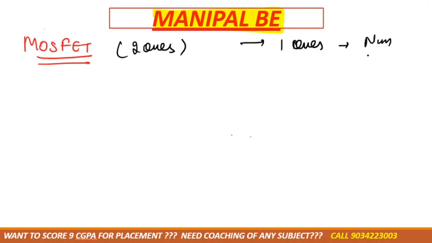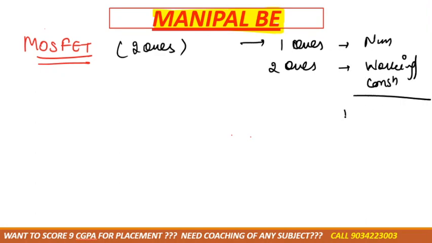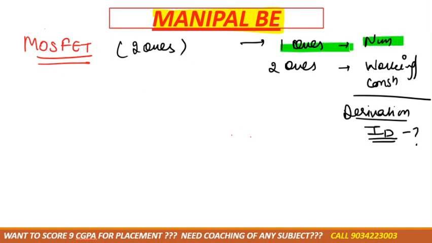Numerical. Another question, they can give you the working principle of MOSFET or the construction of MOSFET, or they can give you any derivation. Generally they'll ask you to calculate the drain current derivation. Okay, so let's focus on the numerical, because there is a 99% chance that you will get a numerical based on MOSFET.